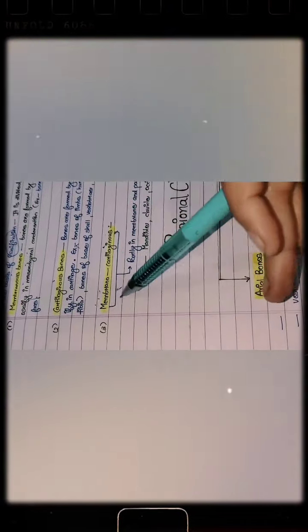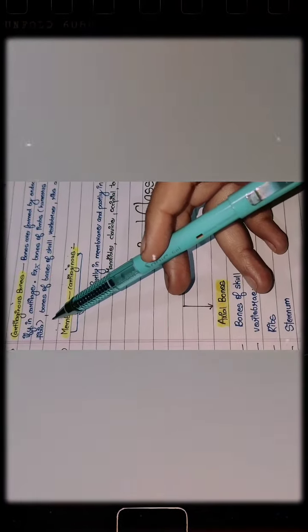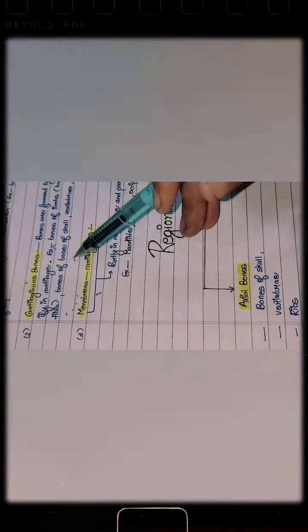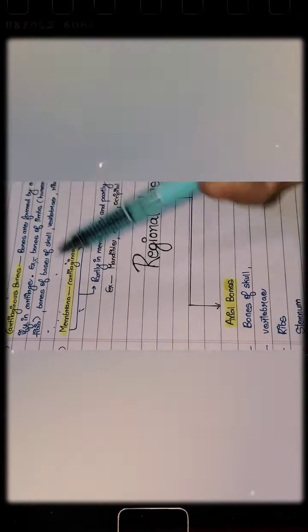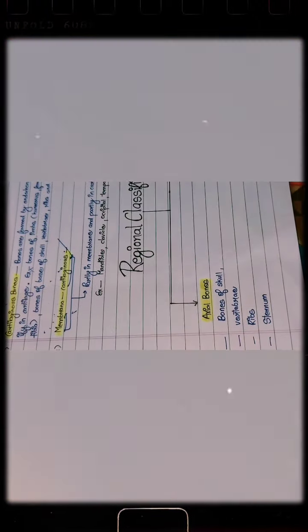Now coming to the next one, the cartilaginous bone. Bones are formed by endochondral ossification. They ossify in cartilage. For example, bones of limb: humerus, femur, radius, ulna, fibula and tibia. Also bones of base of skull, vertebrae, ribs and sternum. Now coming to membranocartilaginous. As I discussed, it is partially formed in membrane and cartilage. For example, mandible, the lower jaw, clavicle, which is a modified long bone, occipital, temporal and sphenoid.